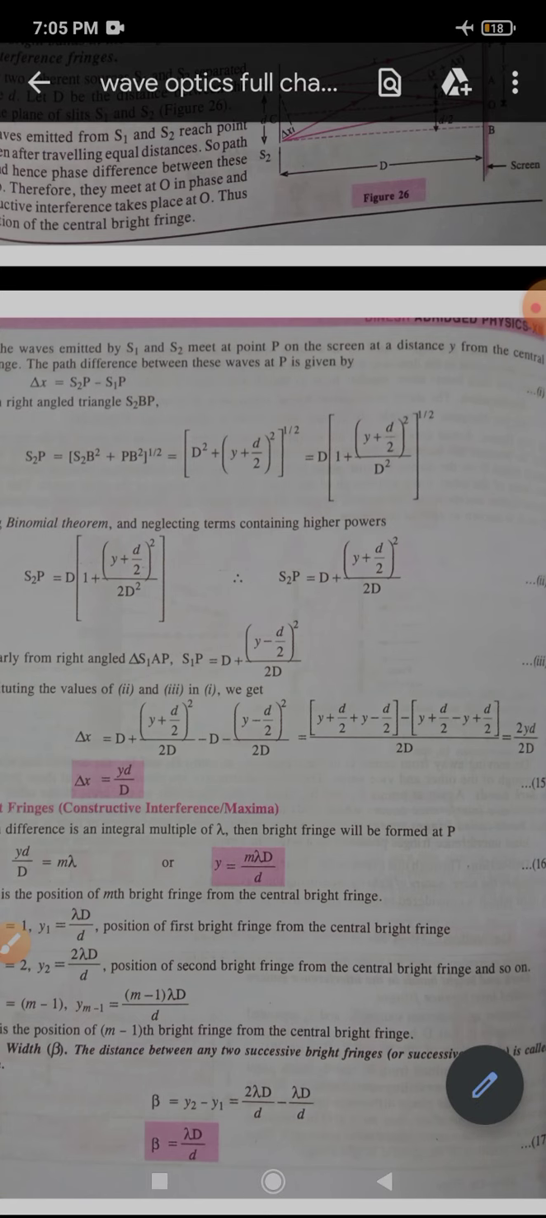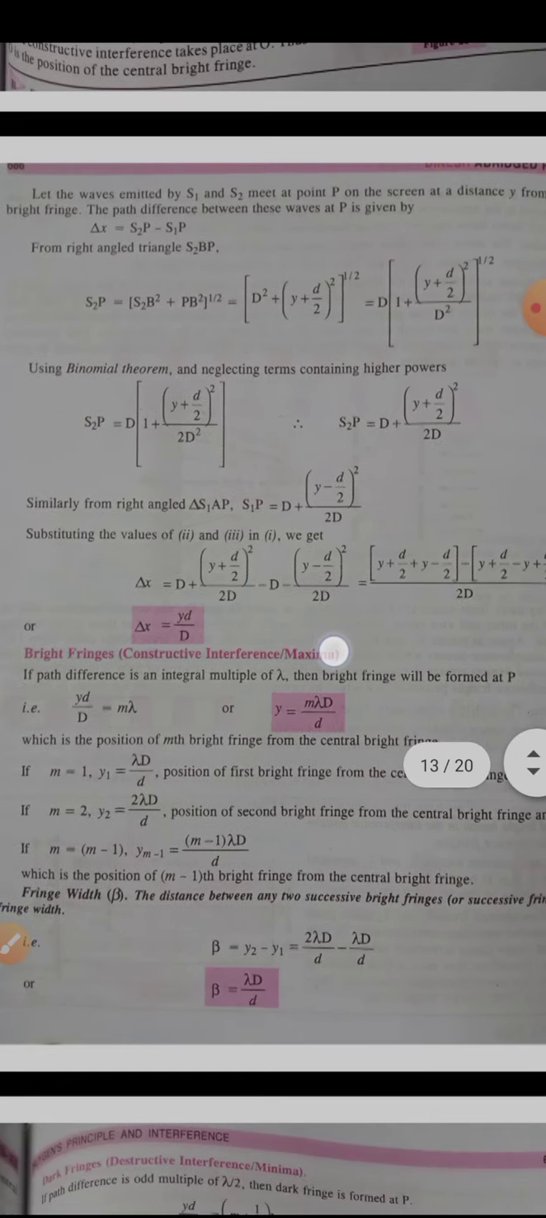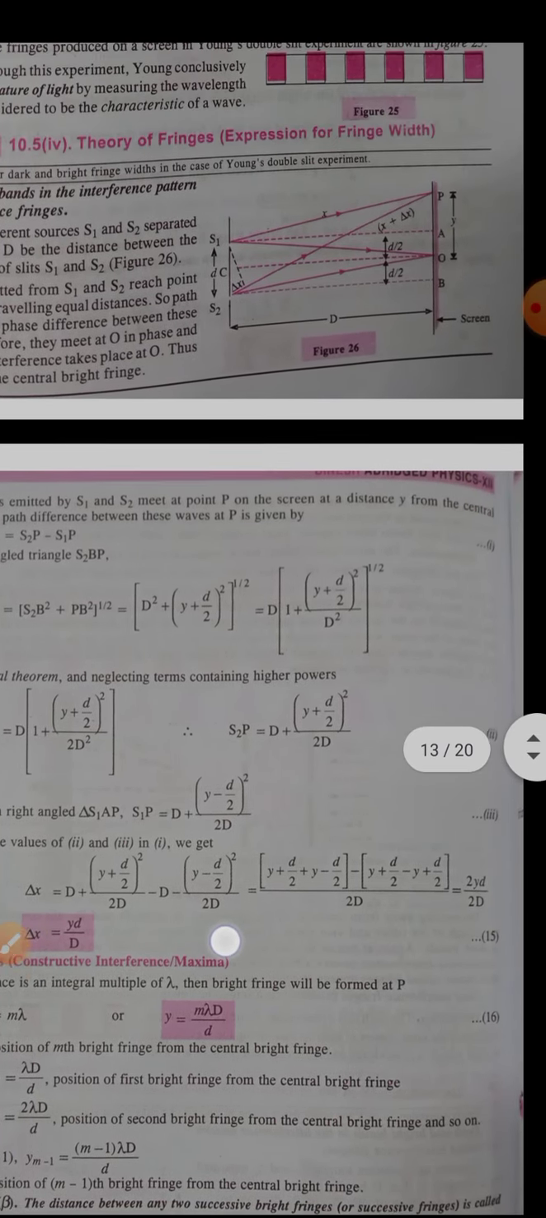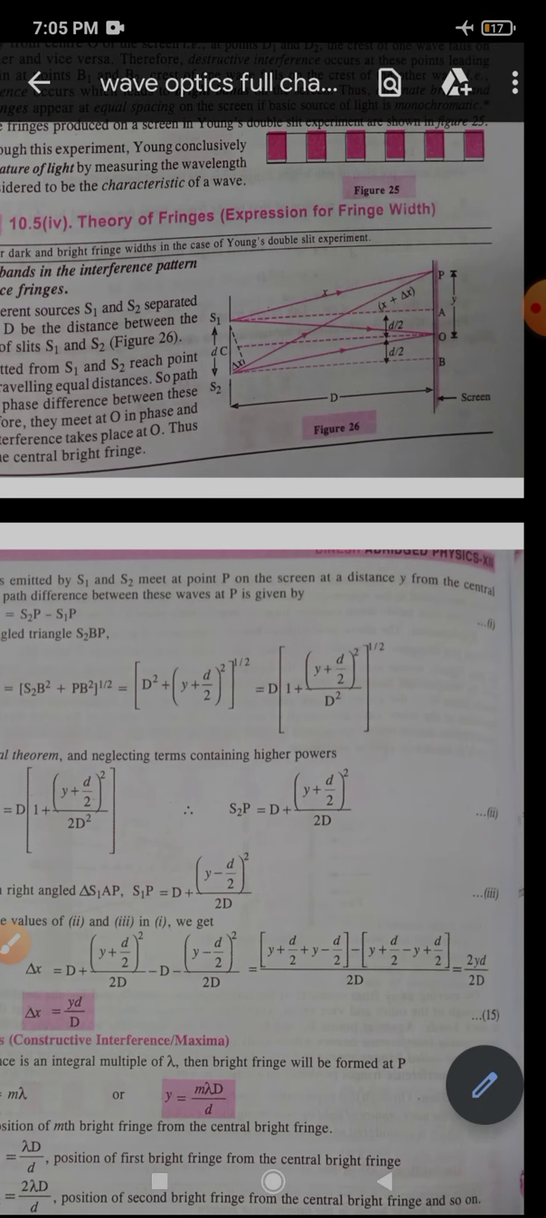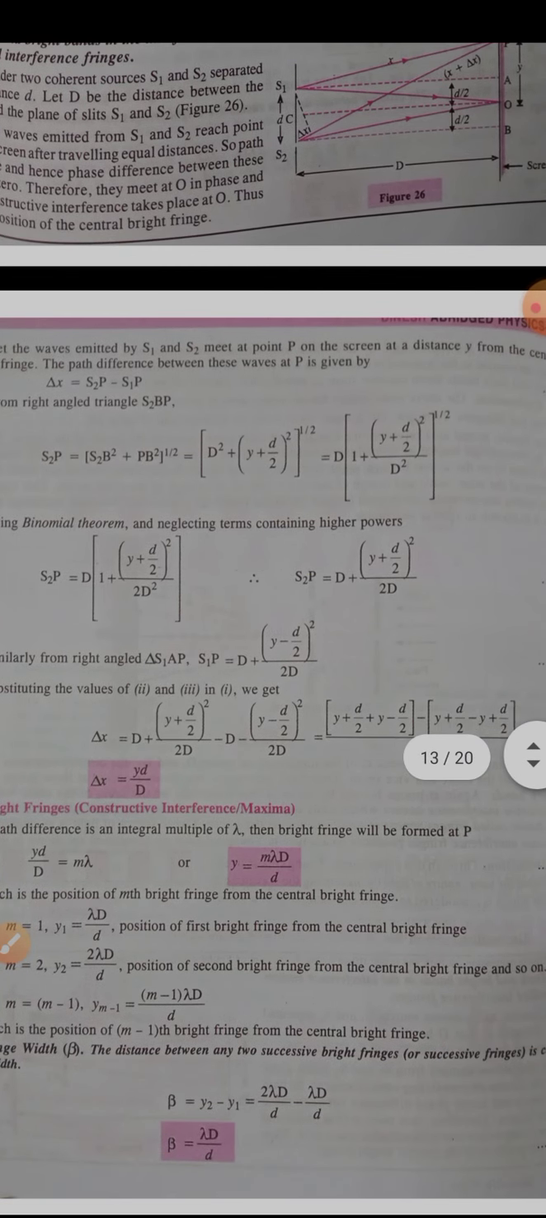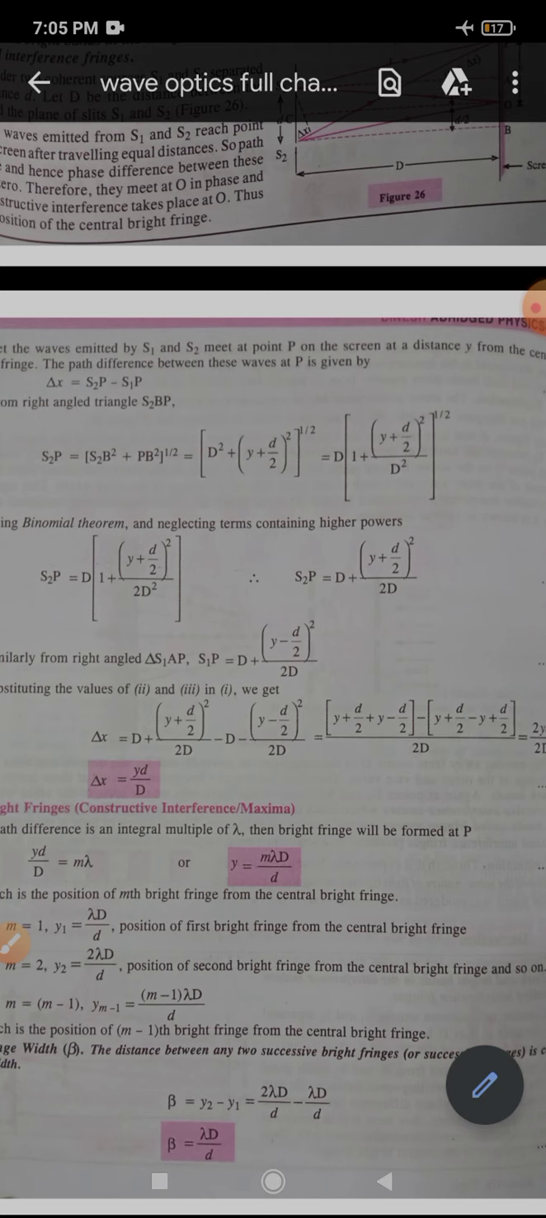So we can write S2P is equal to (D plus Y plus d by 2) whole square divided by 2D. This is for S2P. And similarly for the right angle triangle S1AP, we will have S1P is equal to (D plus Y minus d by 2) whole square divided by 2D.